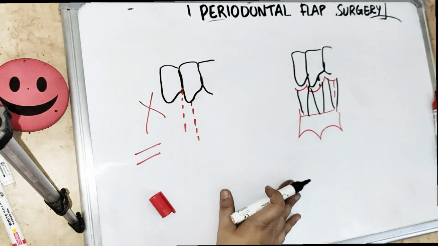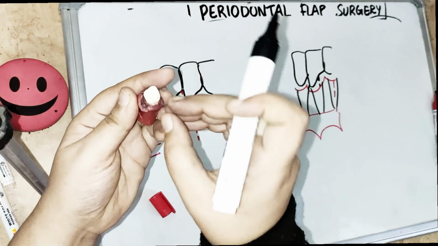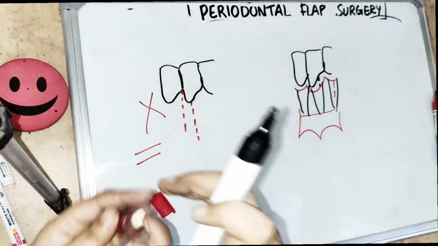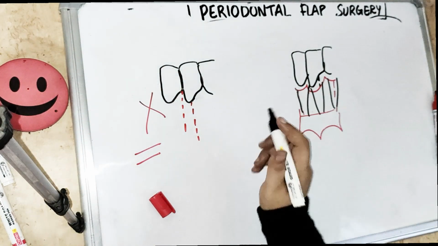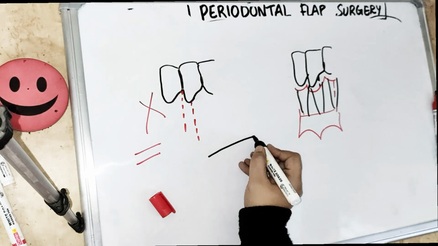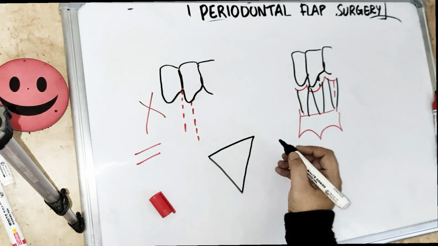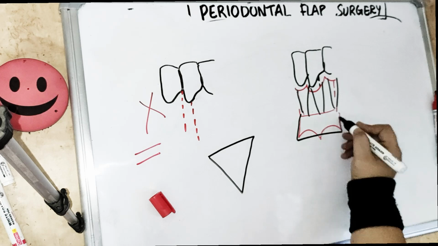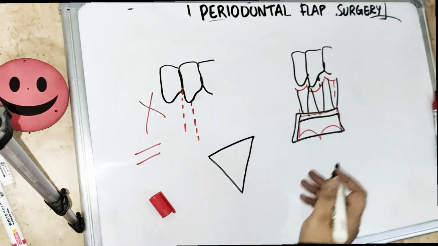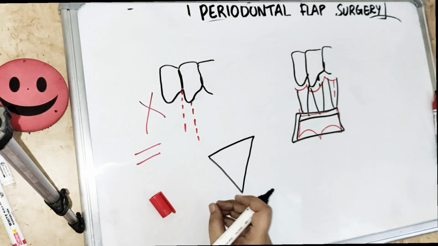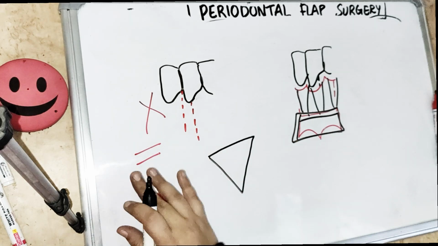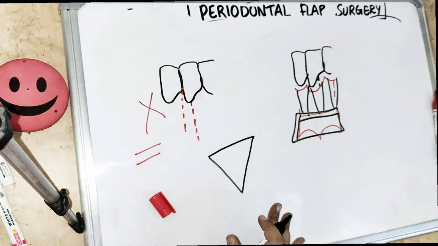So the envelope flap, there is no vertical incision. Can you see there is no vertical incision? There is a flap which is formed. So if you are giving one vertical incision, then it will be a triangular flap. And if you are giving two vertical incisions, then it will become a trapezoidal flap. And now you can understand today's flap surgery because now you are familiar with all the incisions.